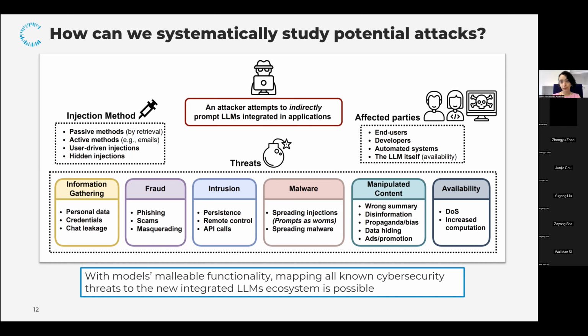And the new insight here is that actually prompts themselves are malware. So they might spread injections, similar to computer worms. And also we will show that the application functionality itself can be manipulated. Like in the case of a search engine, the summary of the search results could be manipulated to be wrong or biased, and so on. And finally, similar to security principles, attacks can be used to cause denial of service or other availability attacks.